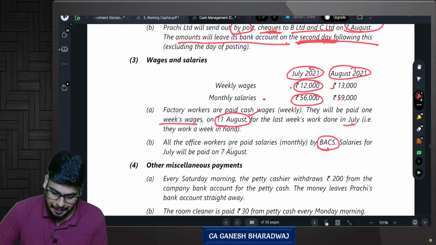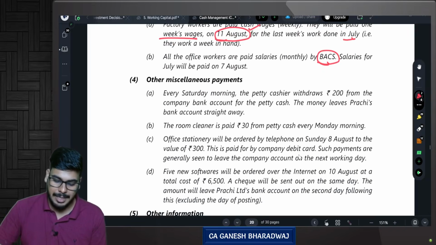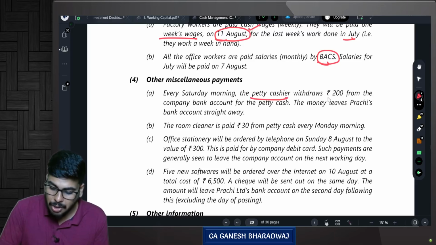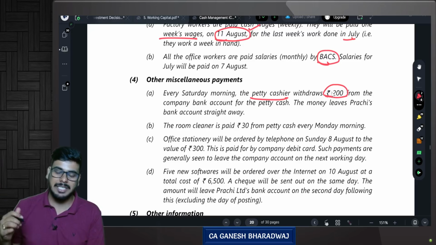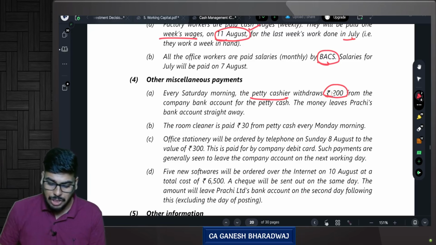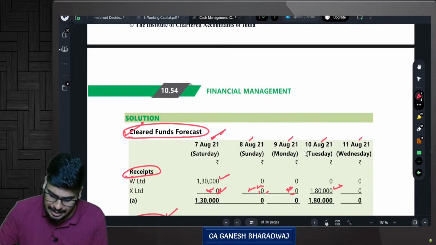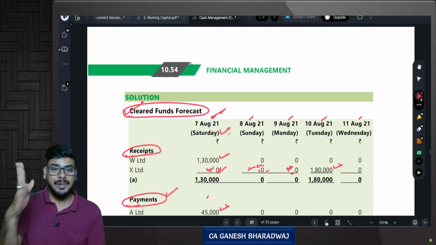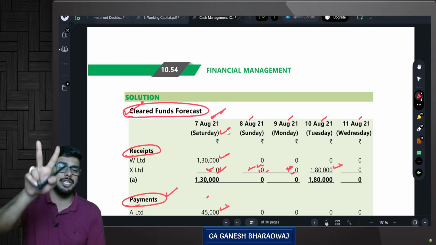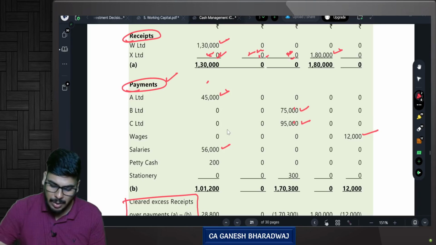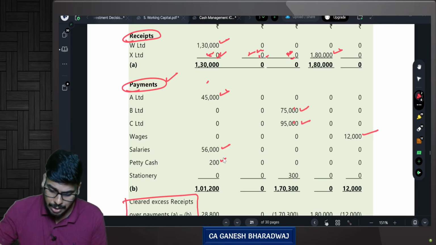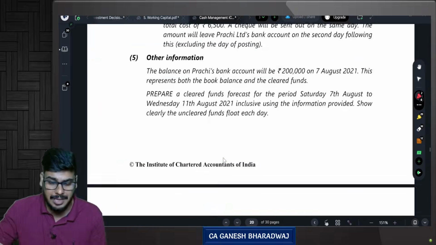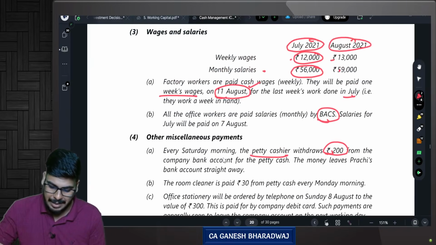Yes. Then the next one, other miscellaneous expenses. Every Saturday evening, the petty cashier withdraws 200 rupees from the company's bank account for petty cash. The money leaves the bank account straight away. So basically, Saturday evening, when is the Saturday coming here? 7th. Every Saturday, the petty cashier is withdrawing 200 rupees from the account, so immediately it gets reduced. Are you clear with this? Yes, this 200 rupees gets reduced every Saturday, right? Fine, that's a payment that goes out.